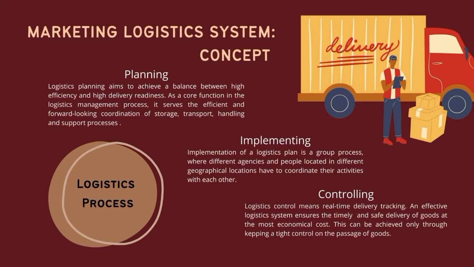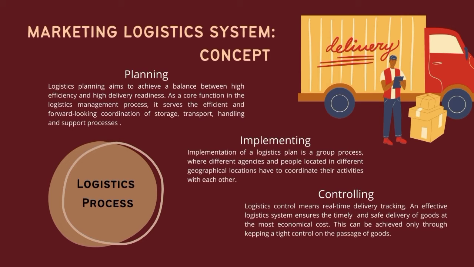Planning: logistic planning aims to achieve a balance between high efficiency and high delivery readiness. As a core function in the logistic management process, it serves the efficient and forward-looking coordination of storage, transport, handling, and support processes. This is the first step toward establishing a successful logistics system. If the geographical locations and distance between the place of origin of commodities and the site of consumption are considered, the system can be effective.